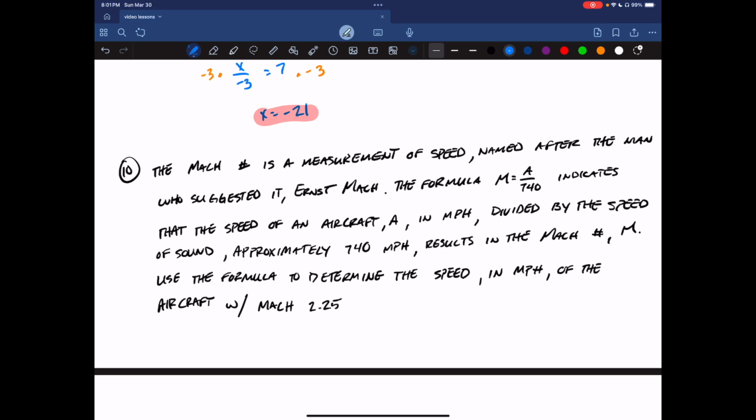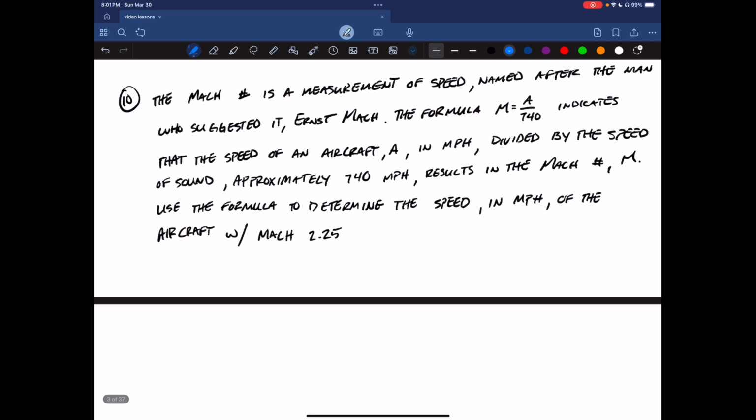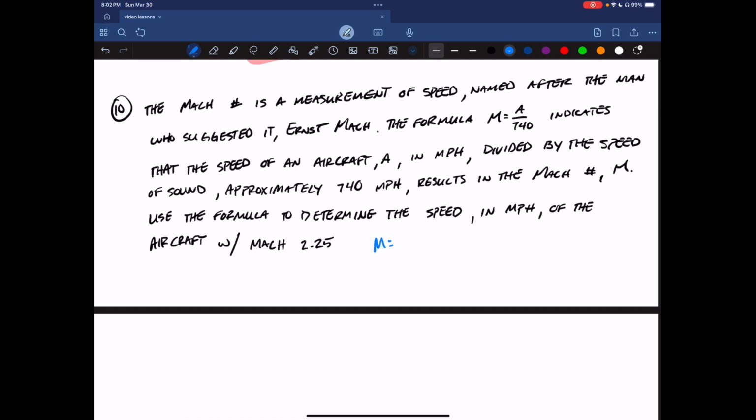It'd be interesting to figure out using this formula, how fast is he actually trying to go? If you're dividing by 740, all you have to do is multiply 740 times 10 to figure out how fast he was going in that plane. And the answer is really fast. Okay, so it says use the formula to determine the speed in miles per hour of the aircraft that is going Mach 2.25. M is the Mach, we know the Mach is 2.25. We're trying to find A over 740. So we're trying to find miles per hour here. I'm going to multiply 740 by both sides. And that's going to result in an answer of A equals 1665 miles per hour, which again is really fast.